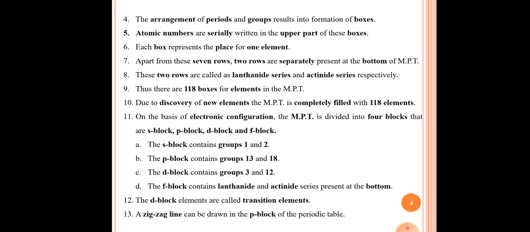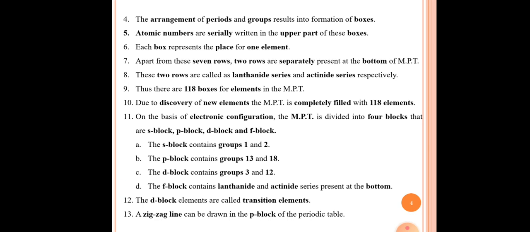Our fifth point is, atomic numbers are serially written in the upper part of these boxes. So in the modern periodic table, the atomic numbers are written in the upper part of each and every box. The sixth point is, each box represents the place for one element. So each and every box represents the position or location for one element.